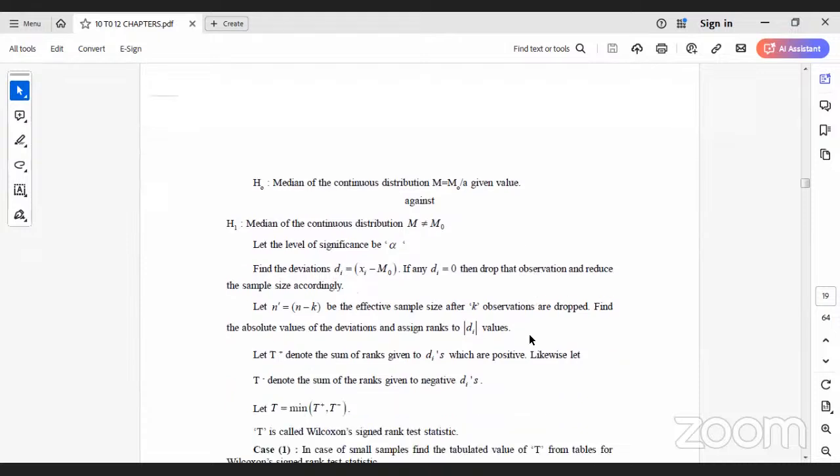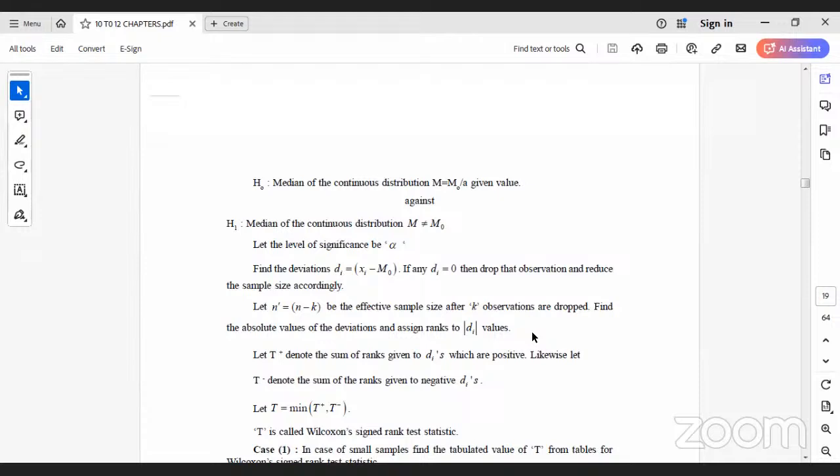Find the deviations di equal to xi minus m naught, and where di is zero, drop that observation and reduce the sample size accordingly. Let n dash equal n minus k be the effective sample size after dropping k observations. Find the absolute values of the deviations and assign ranks to the di values. Let T plus denote the sum of ranks given to the positive di's. Likewise, let T minus denote the sum of ranks given to the negative di's.